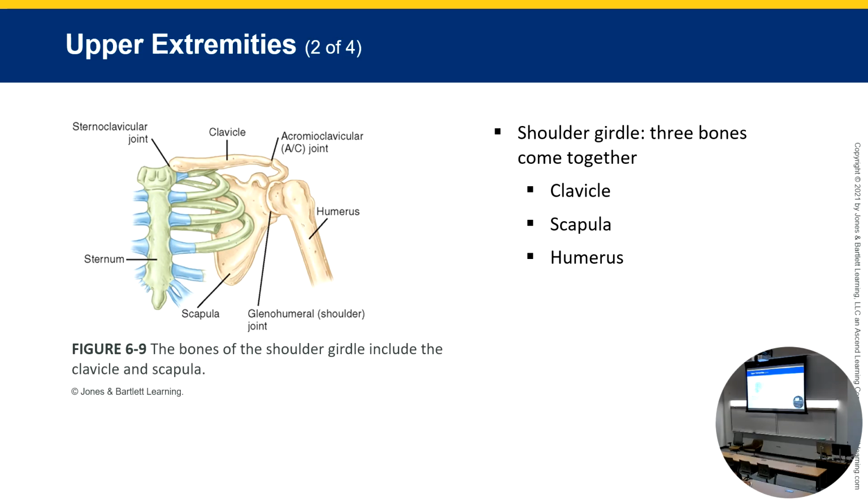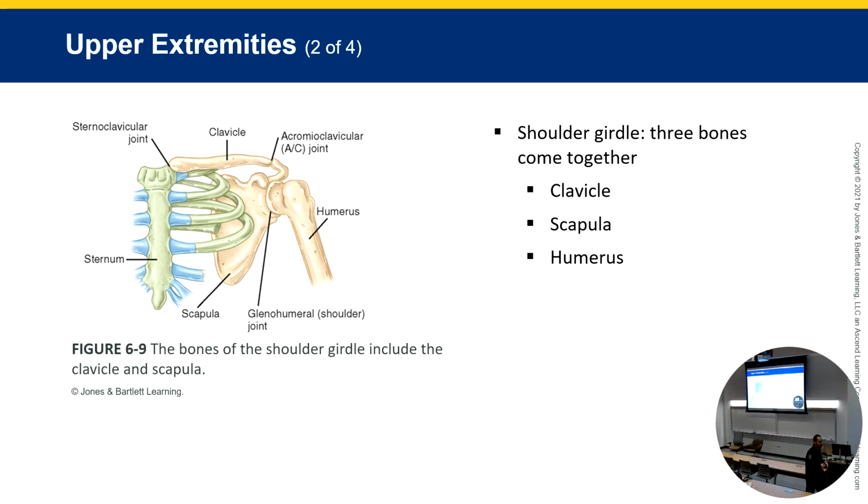Now we have the clavicle that goes to the scapula. There are different parts of the scapula. The part in which the clavicle attaches to the scapula is the acromion process. So this one is called the acromioclavicular joint, often referred to as the AC joint.